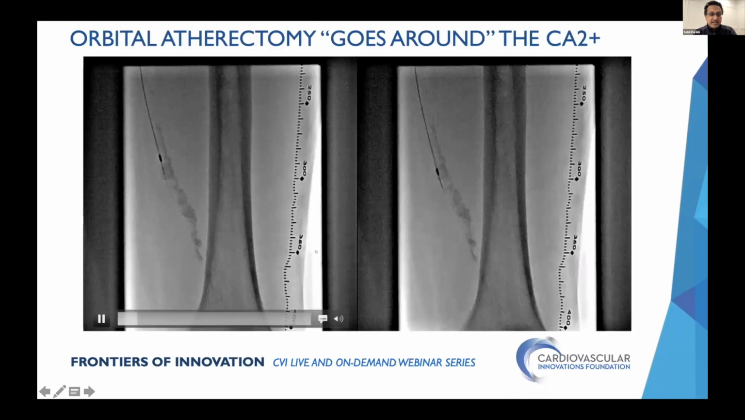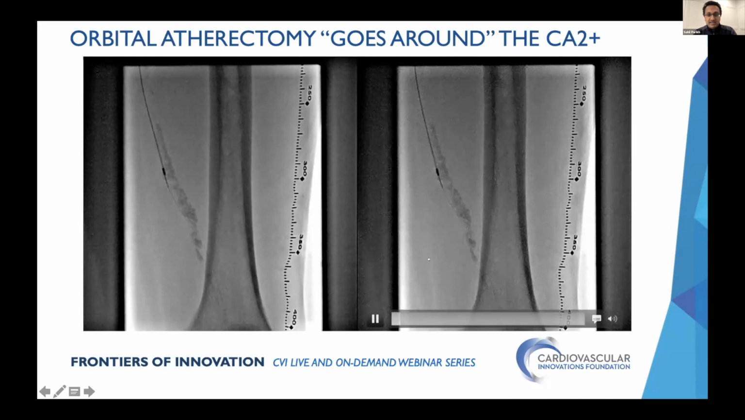You can see in this unsubtracted view here, I chose orbital atherectomy, and you can see how many of these tools will go around the calcium, and no matter how many passes and no matter what revolutions per minute you use, that's essentially what happens. You modify some of the intimal calcium, but deep vessel calcium is tougher to deal with.